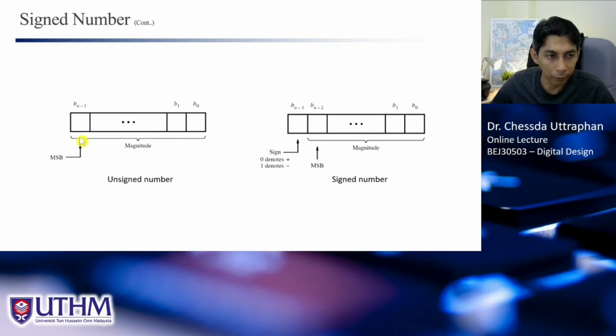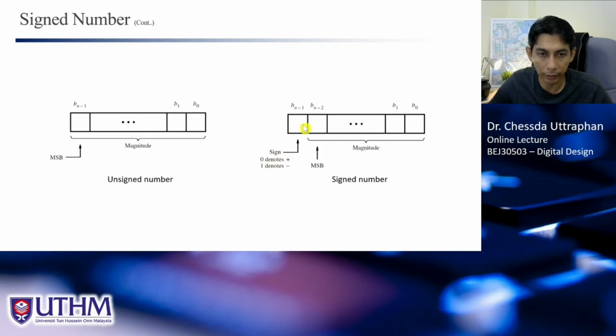And this is for unsigned number where all the number is magnitude. Yeah, so the unsigned number starts from number 0 to the maximum size of the hardware. For example, if our hardware is 4-bit, the number will start with 0 and end with 1111, which is 15 in decimal, right? But in signed number, here MSB will be the sign bit.